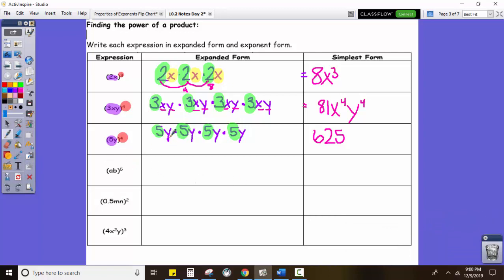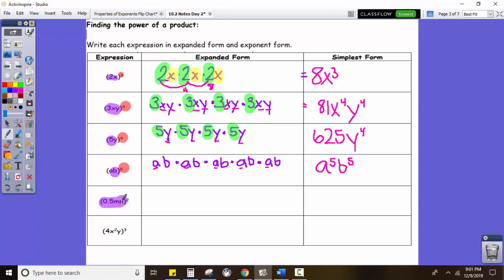And then when I simplify the y's, I have y to the 1, 2, 3, 4th power. Okay, next one, I have AB to the 5th. So that means I need to do AB 5 times. So AB times AB times AB times AB times AB. So if I look at my A's, I have 1, 2, 3, 4, 5 of them. So that would be A to the 5th. And then B is the same. So B to the 5th.